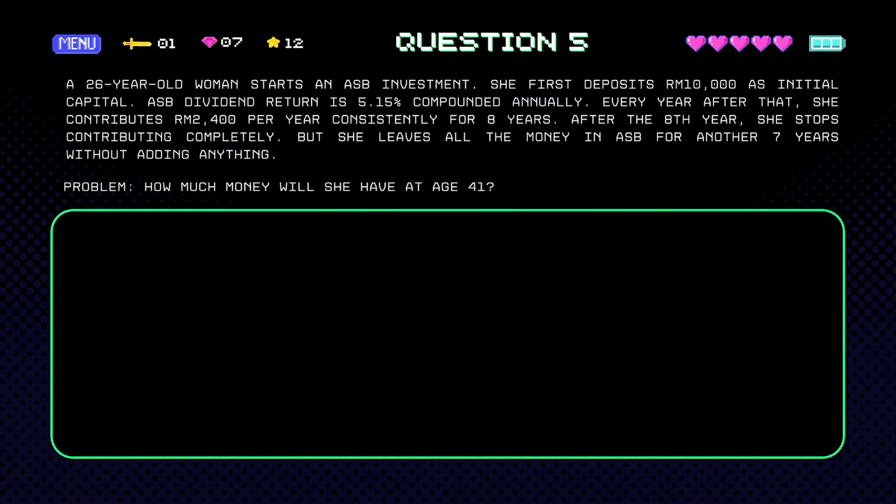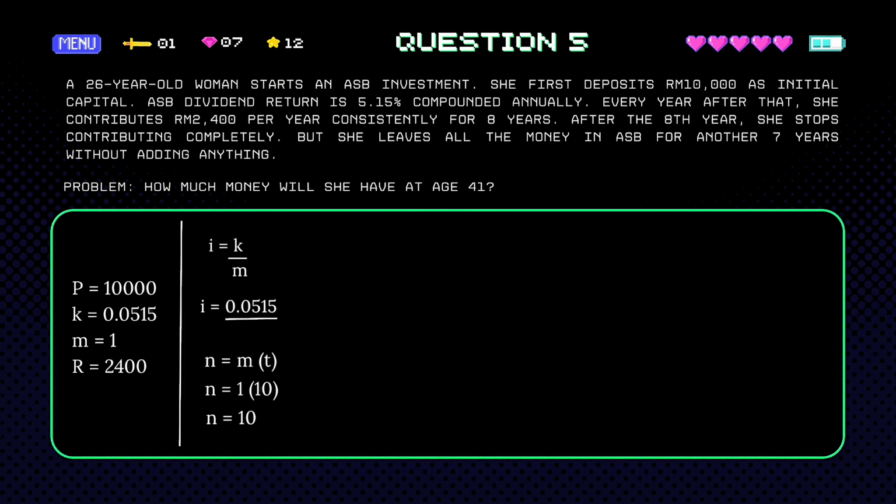So, how much money will she have at age 41? How can we know that the amount of 2,400 ringgit is R? We can see the word per year consistently in the question. That means the amount is repetitive. The repetitive amount will be used as a periodic payment, R. Step 1. You can start calculating the value of the periodic interest rate and the number of interest periods just like we did in question 1. By then, we will get the value of I is 0.0515 and the value of N is 10.